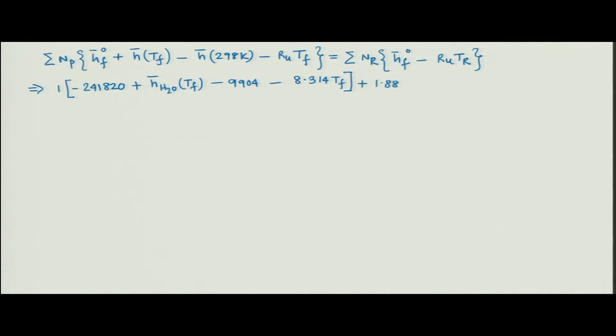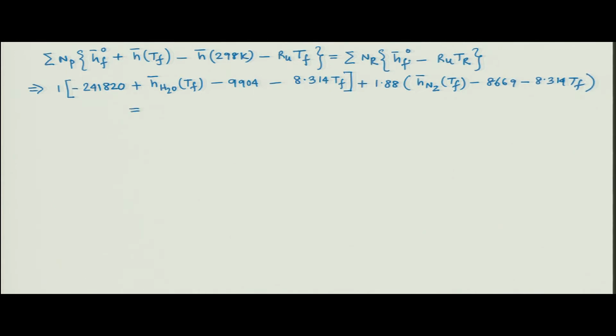So, there is 1.88 moles of nitrogen present in our system, and we now have to write the enthalpy of nitrogen at the flame temperature, Tf, minus the enthalpy of nitrogen at 298 Kelvin, which I have written as 8669 in the table. Then I have to subtract Ru times Tf, that is 8.314 times Tf. So, that is for the nitrogen.